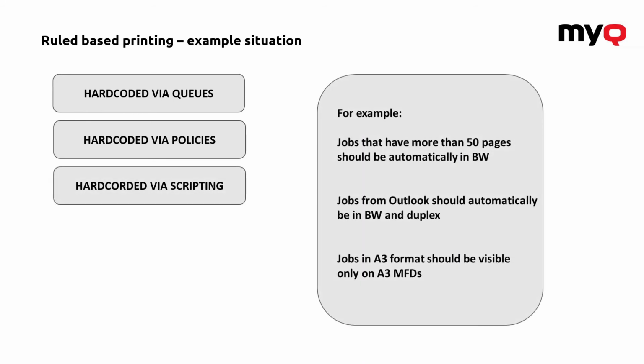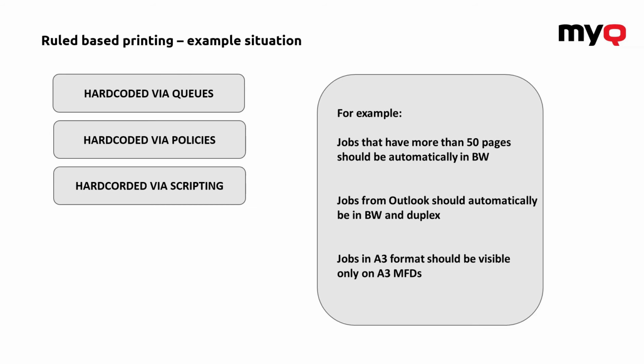Another option is through scripting. Scripting is something a little bit more advanced, but it can also give you a large variety of options. For example, imagine you are printing a large print job, some text, some contract or something, which might be quite costly because there are a lot of pages. You can set a rule that if the document has more than 50 pages, for example, like here in my example, it should automatically be printed in black and white. Same way, whenever it's printed from Outlook, it will automatically be in black and white or duplex.